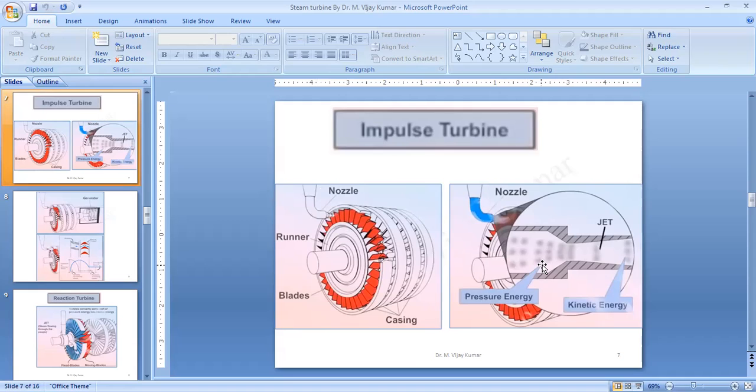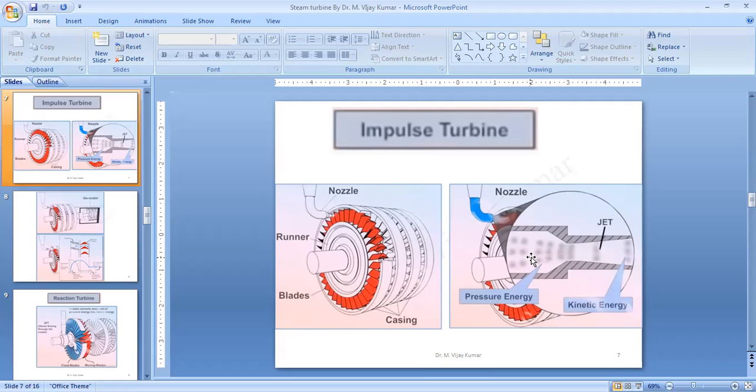So here you can see this is the nozzle part. You can see there is a high cross-sectional area here, and a low cross-sectional area here, a small cross-sectional area. So when the steam is flowing through this channel, what will happen? There will be high pressure, and you can see there is a throat, a small cross-sectional area.